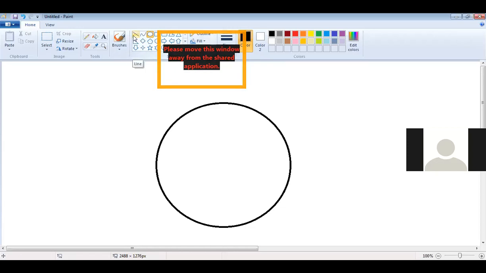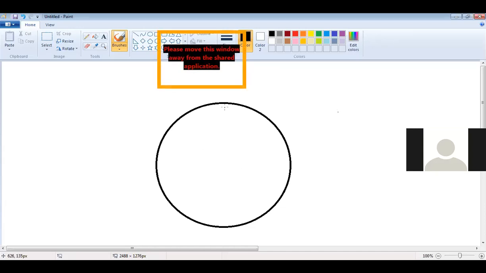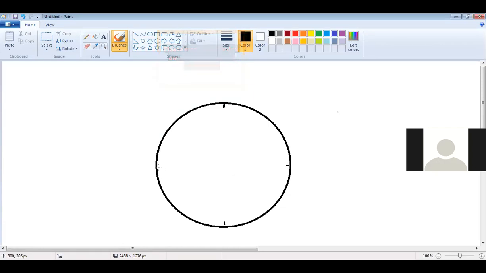So now I'm gonna draw a clock. You know the clock, the normal clock. What is the first number in the clock? Number 1. Then number 2. So this clock is divided into how many numbers? 12 parts. 12 numbers, right? Yes.